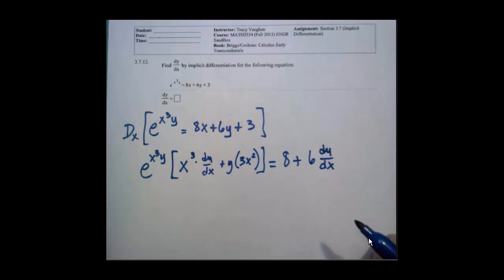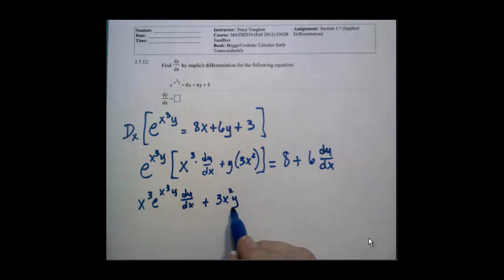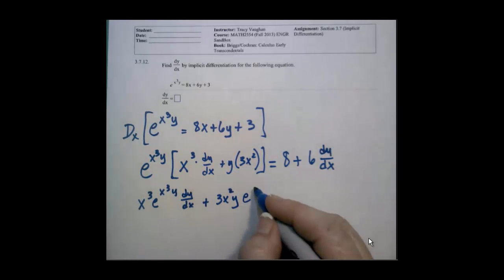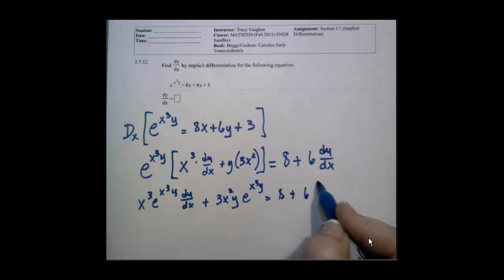Now, we're going to have to get all the terms with the dy/dx in them collected on one side of the equation, and the terms that don't contain a dy/dx on the other side. What I would do to get that accomplished is distribute the e to the x cubed y through the left-hand side and make that x cubed e to the x cubed y dy/dx plus 3x squared y e to the x cubed y is equal to 8 plus 6 dy/dx.